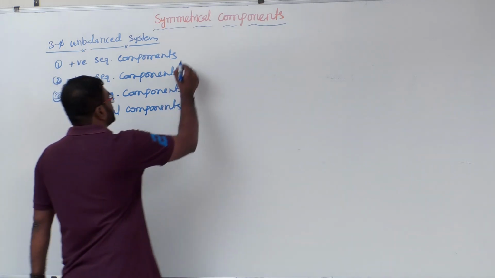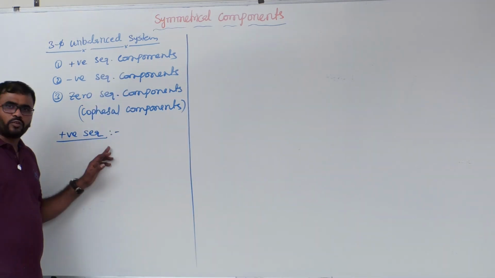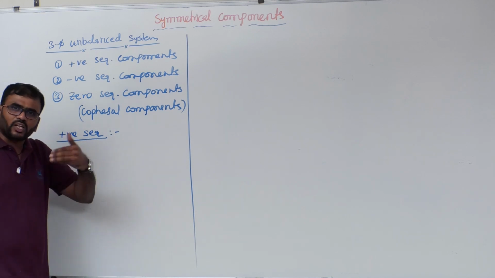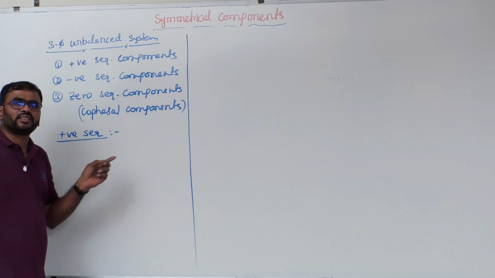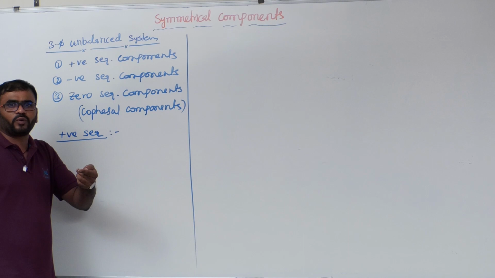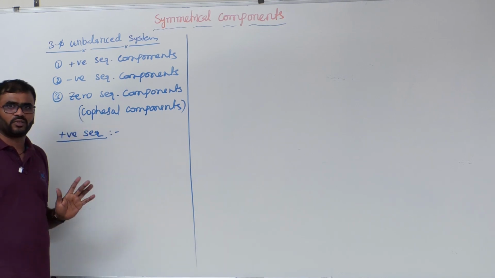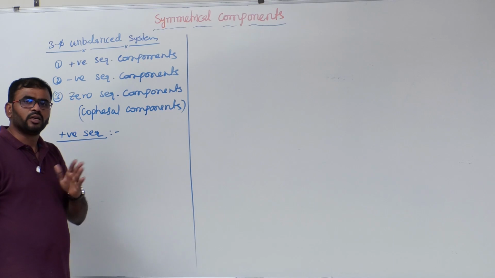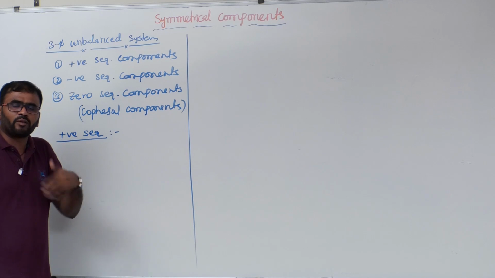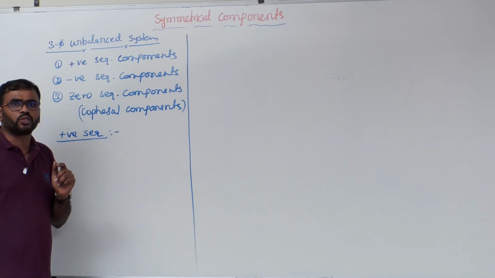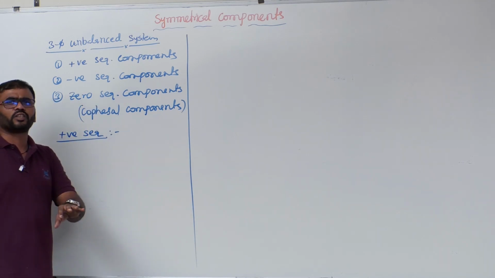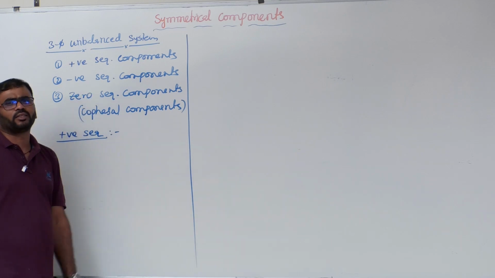First, positive sequence components. So what is a positive sequence component? It consists of three phasors equal in magnitude and phase displaced from each other by 120 degrees, having a phase sequence same as that of the original phasors. What is the original phasor phase sequence? ABC. Here also the sequence is ABC. How many phasors do we have? Three phasors, equal in magnitude. Positive sequence components are nothing but the original balanced phasors.